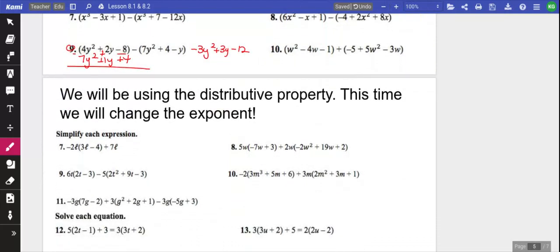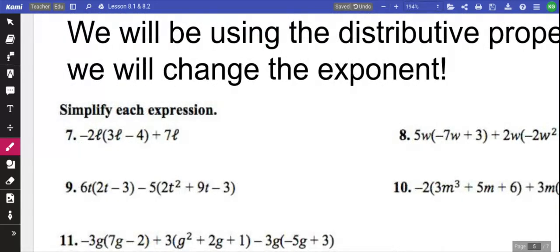Now when we go to multiply a monomial by our polynomials, we will be using the distributive property. And when we multiply exponents from our Chapter 7 work, we are going to change the exponents. So on this one, I have negative 2l times 3l, which would give you negative 6l to the second. And then negative 2l times negative 4 would give you positive 8l. And then I also have behind here a 7l. Now once I've distributed, I combine like terms. Since I'm adding and subtracting, I do not change the exponents. So when I combine, I'd get 15l.